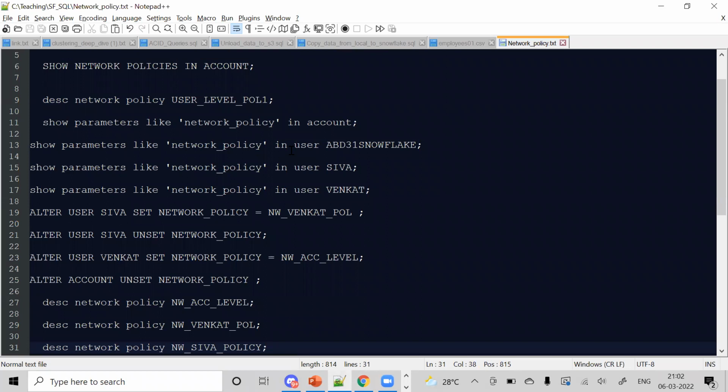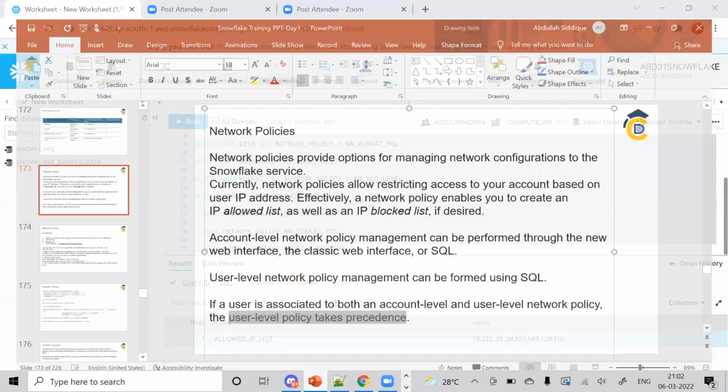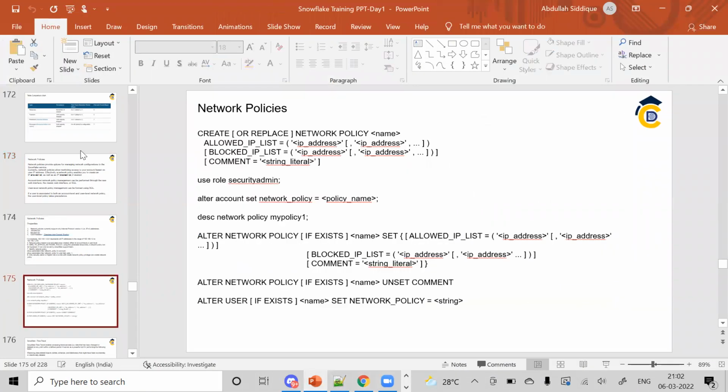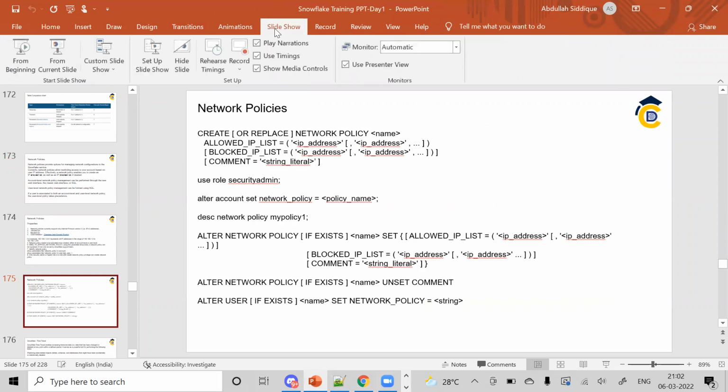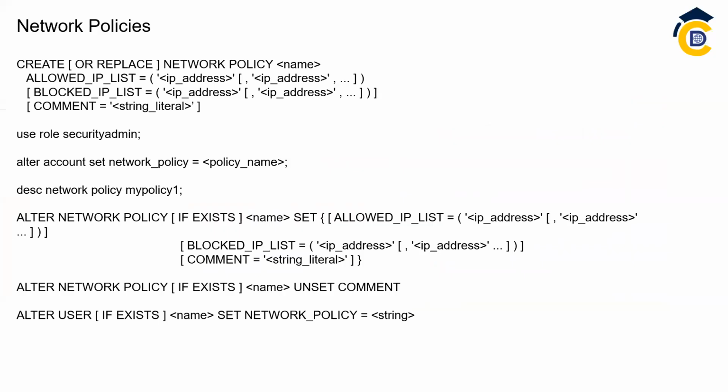I'll add this also in this document. And this is simple syntax. Like you can create or replace network policy, allowed list, block list, and as I said, user admin will be allowed to create it. Because it is at the account level, you need to have that account tab enabled if you want to go to the network policy. But yes, you can do it through SQL also.